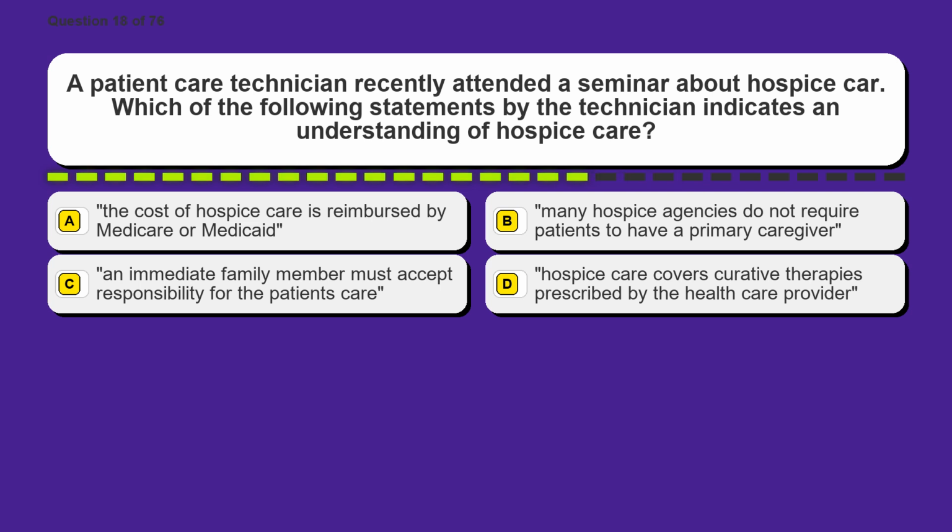Option A, the cost of hospice care is reimbursed by Medicare or Medicaid. Option B, many hospice agencies do not require patients to have a primary caregiver. Option C, an immediate family member must accept responsibility for the patient's care. Option D, hospice care covers curative therapies prescribed by the healthcare provider.